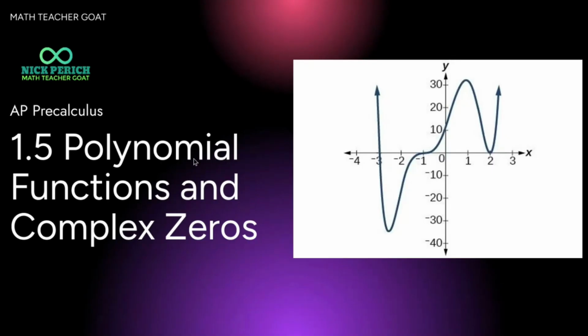Today we are doing a full lesson in AP Precalculus on polynomial functions and complex zeros. That's section 1.5. These notes are a little bit longer than usual. I don't know if this is going to be under 30 minutes, but whether it is or isn't, we're going to have fun anyway.